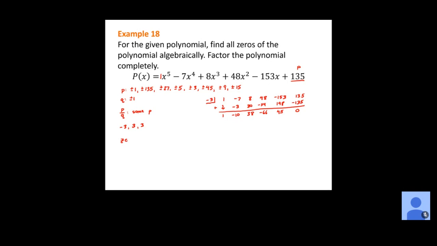Okay, so now in terms of our list of zeros, we know that -3 is one of those zeros. Any questions about that step?